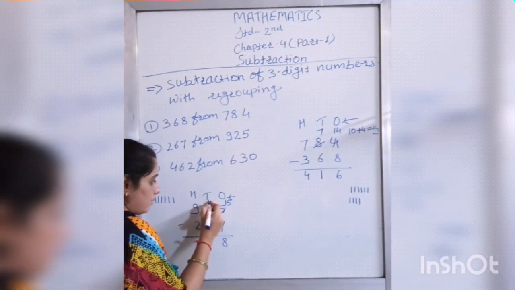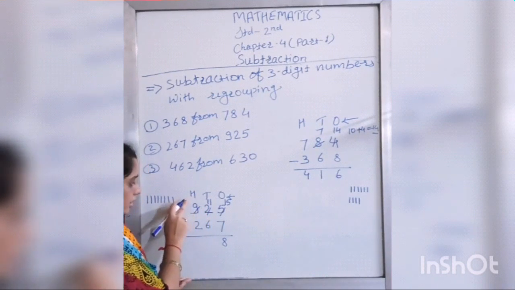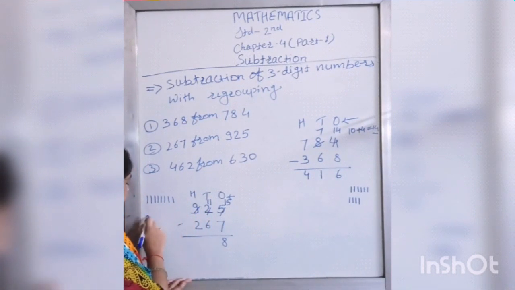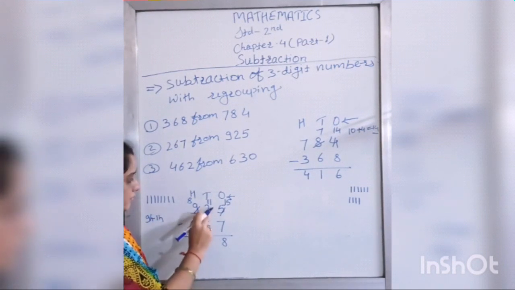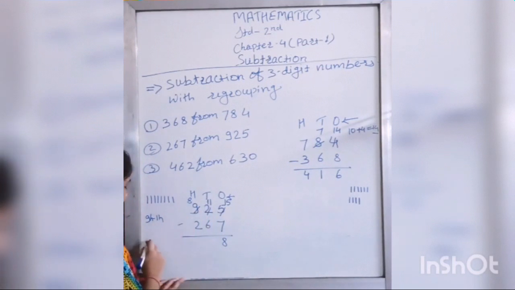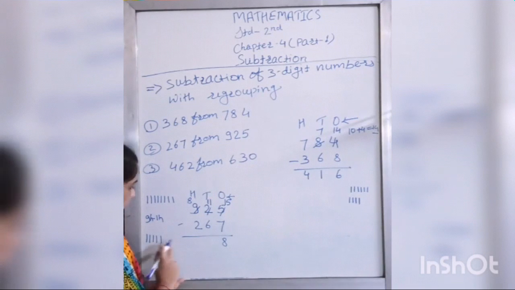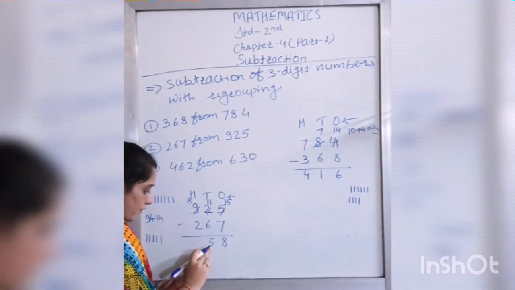So this 1 will become 11 tens. As we borrowed 100 from the hundreds place, so 900 minus 100 is equal to 800. Now subtract 6 from the 11. Count after 6 till we get 11: 7, 8, 9, 10, 11. Count these lines: 1, 2, 3, 4, 5. So 11 minus 6 is equal to 5.